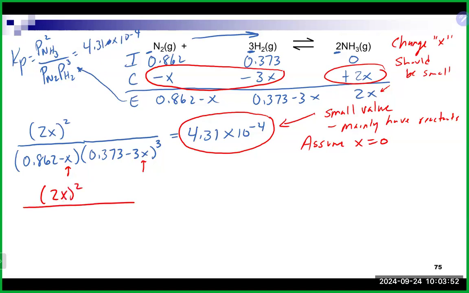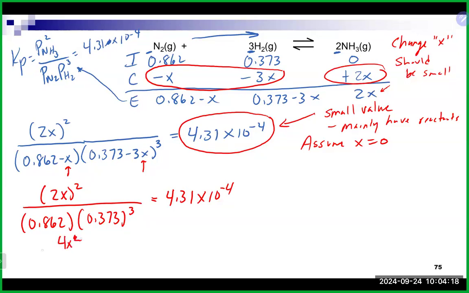We're going to have 0.862 times 0.373 cubed equals 4.31 times 10 to the minus 4. That looks like a lot easier move in terms of solving. So if we do that, we're going to maybe clean up the bottom side there, and we got up on top 4x squared. We have basically 0.373 cubed times 0.862.